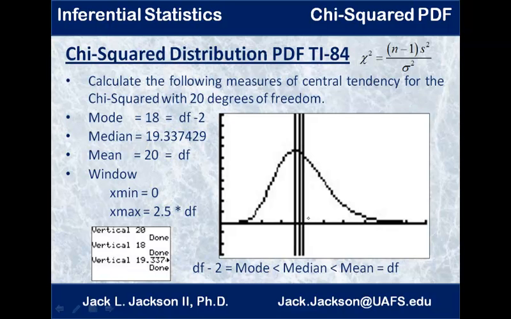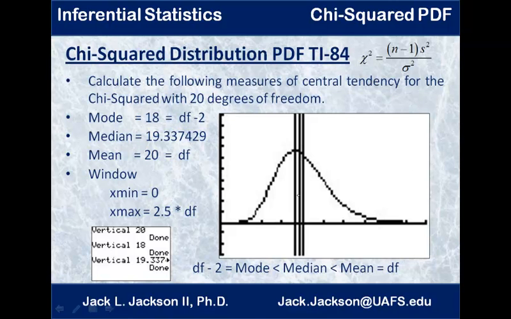Enter, and these 3 vertical lines are here. So the one at the maximum, right there at the top, is the mode. That's the lowest line. 2 to the right of that is the one at the degrees of freedom, 20. That's the mean, the one on the right, and the median is between those.